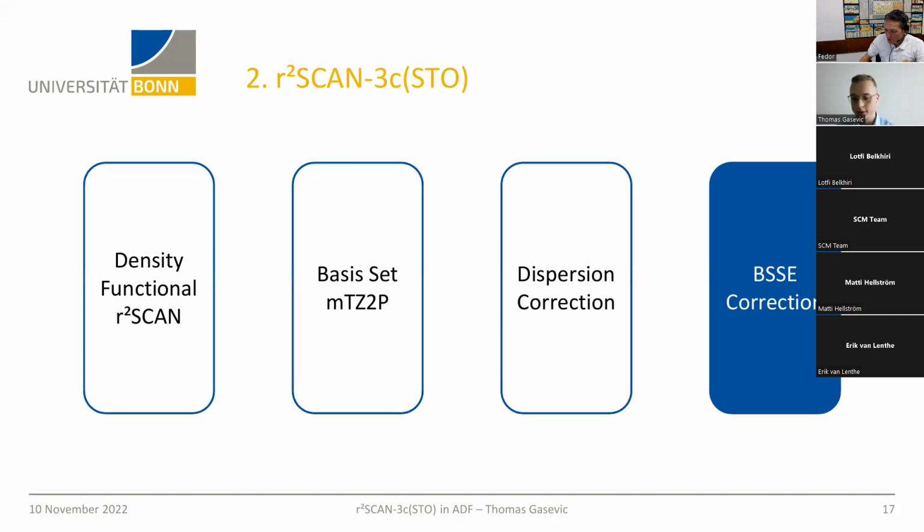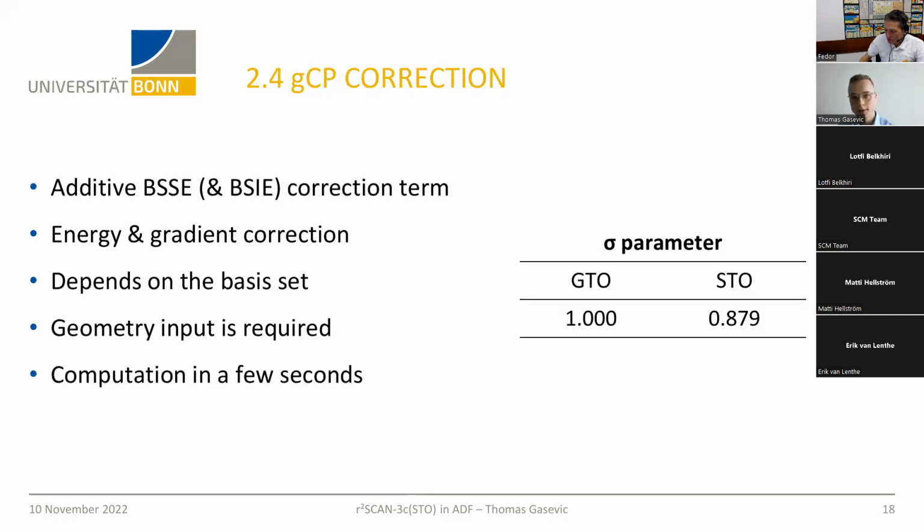Now the last pillar is the BSSE correction. For this, we use the geometrical counterpoise correction. It accounts for the basis set superposition error, but in the case of r2SCAN-3c, it also includes the basis set incompleteness error. So it's just fitted into the correction. It's also just an additive term, such as the D4 correction. It's an energy and gradient correction term, and depends on the basis set, and also requires the geometry. The computation is even faster than with D4, so it's also for free, you could say.